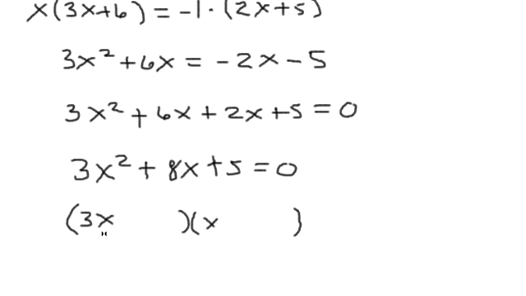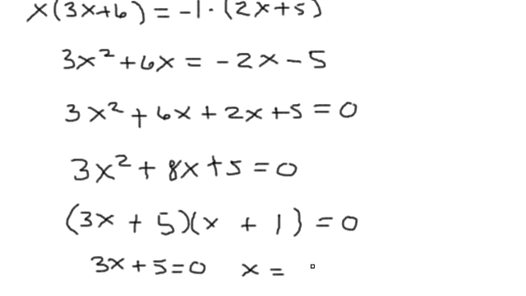So if I were to put a 5 here, that would be 3 times 5 would be 15, and 16. No, that's not going to work. So we're going to put a 1 here and a 5 here. And of course, we're going to put a plus and a plus. Right, 3x times 1 is 3x, and then 5x, and 3 and 5 is 8, and 5 times 1 is 5. So now we set both these factors equal to 0.